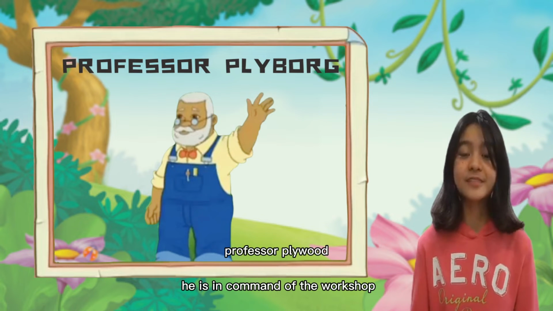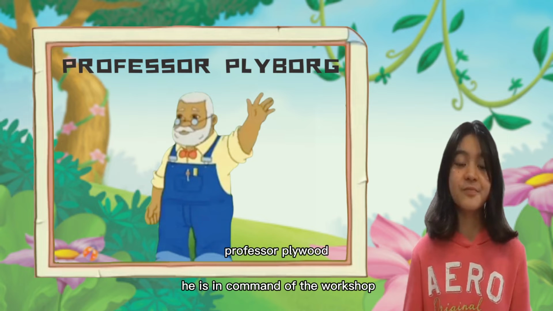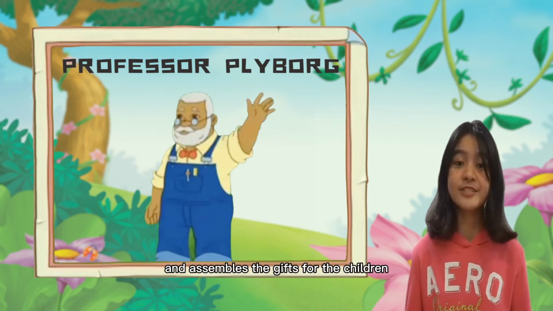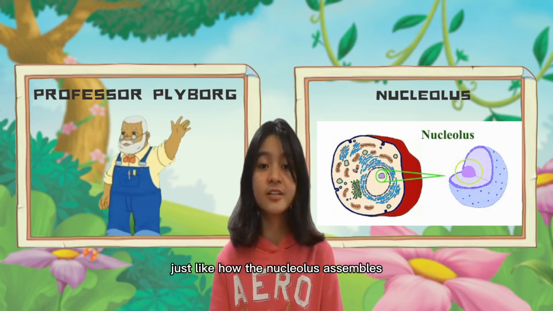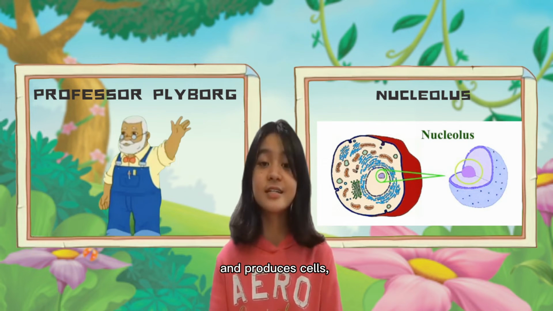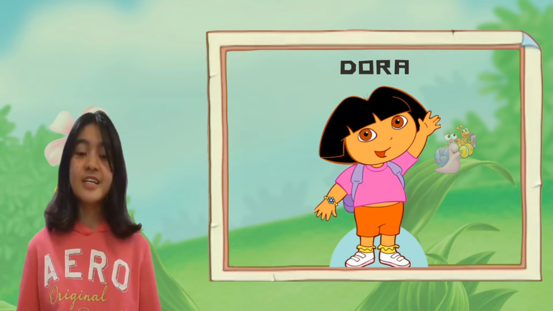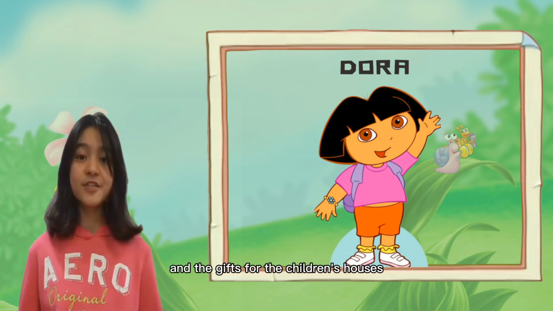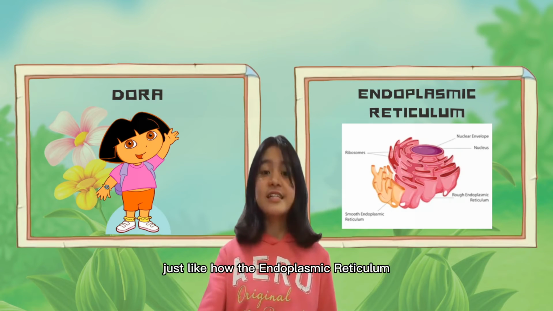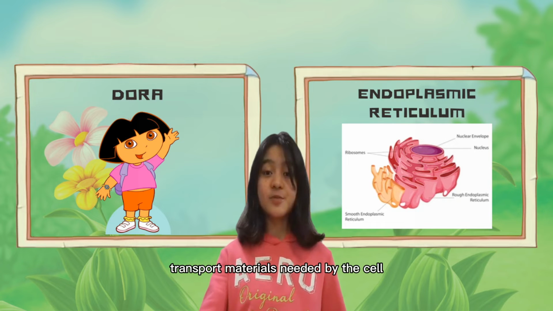Professor Plyborg. He is in command of the workshop. He also produces and assembles the gifts for the children. Just like how the nucleolus assembles and produces cells, ribosomes, and proteins. Dora. She's the one who's responsible to transport the materials and the gifts to the children's houses. Just like how the endoplasmic reticulum transports materials needed by the cell.